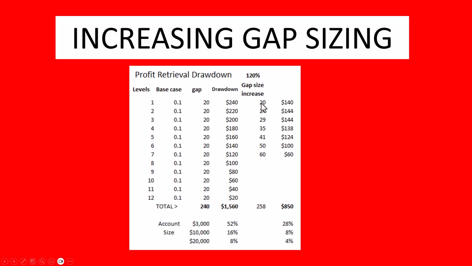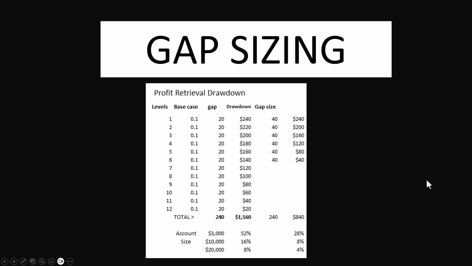So you start with 20, 120% of that is 24, 120% of 24 is 29, 120% of 29 is 35, and so on. So that's another way of increasing your gap sizing, doing it systematically as the trend continues. Again, it reduces your drawdowns dramatically from what it was before. You can see the percentage drawdowns there, and this method allows the price to move 7 levels down. In the previous example, it only moved down 6 levels.